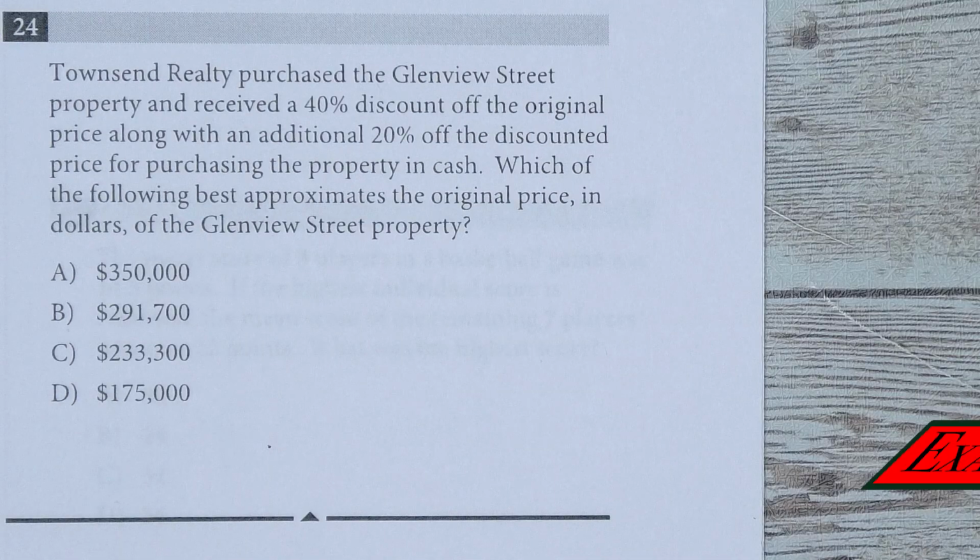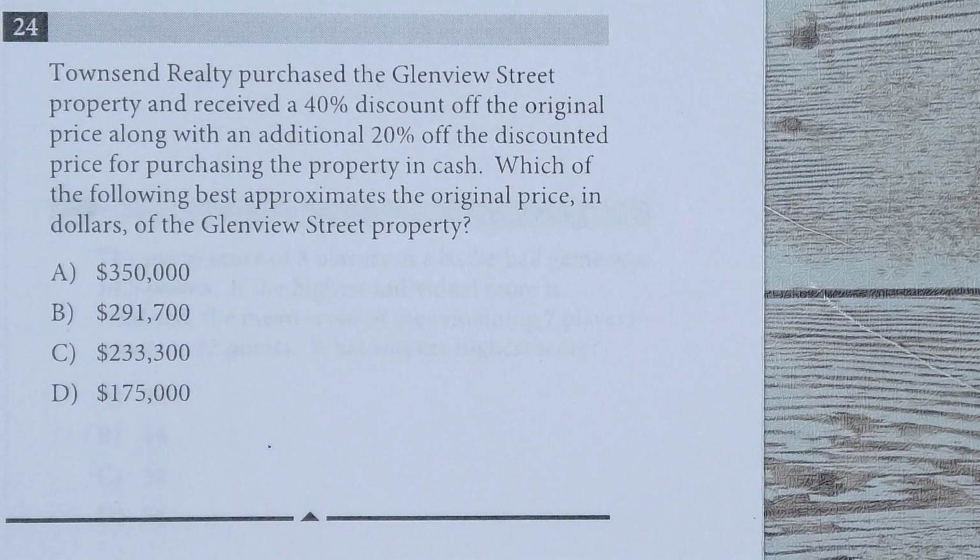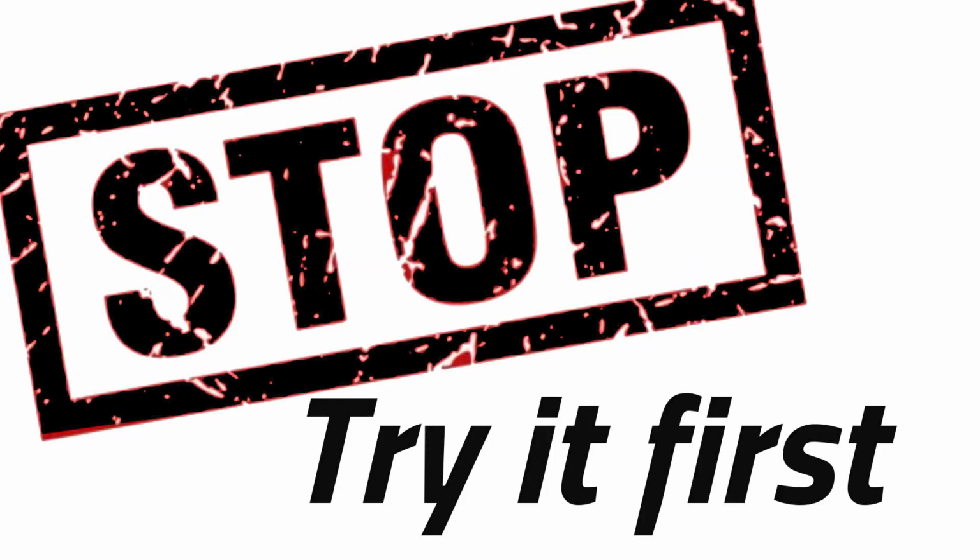Townsend Realty purchased the Glenview Street property and received a 40% discount off the original price, along with an additional 20% off the discounted price for purchasing the property in cash. Which of the following best approximates the original price in dollars of the Glenview Street property?